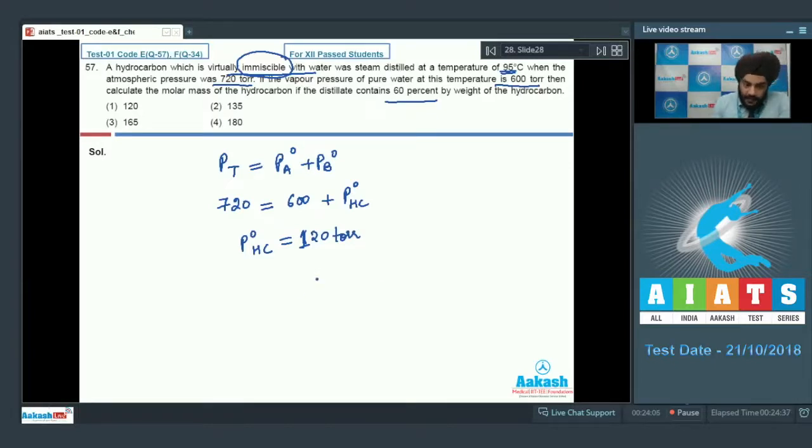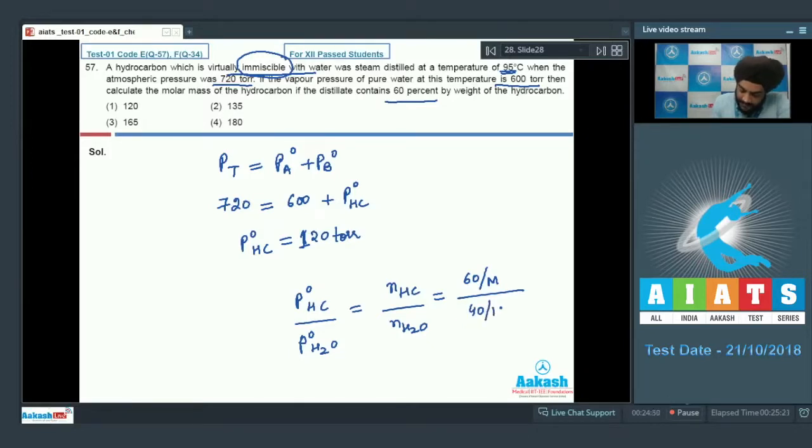And now from Dalton's law, we know that the pressure exerted is proportional to the moles of the species present. So we can say that P0 of the hydrocarbon upon P0 of H2O shall be equal to the moles of the hydrocarbon upon moles of H2O. So let us assume that the mass be 100 grams. So we have 60 upon its molar mass, which we have to find out. This will give us the number of moles of the hydrocarbon upon the mass of water, which is 40, upon its molar mass, which is 18. So this is the number of moles of water and this is the number of moles of the hydrocarbon present.